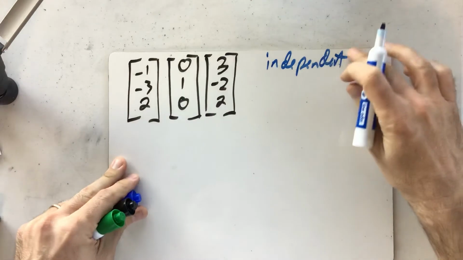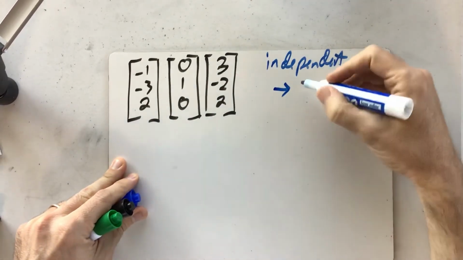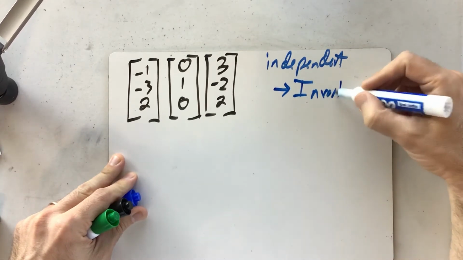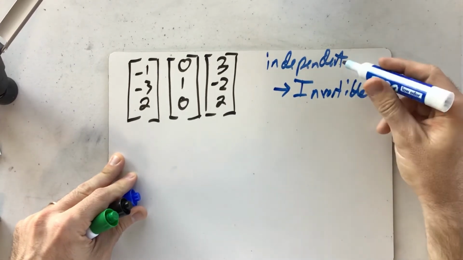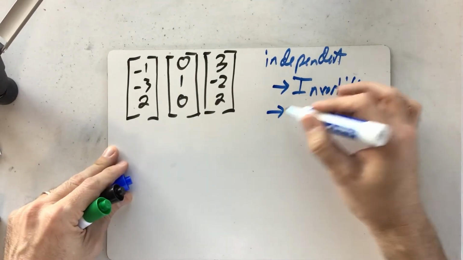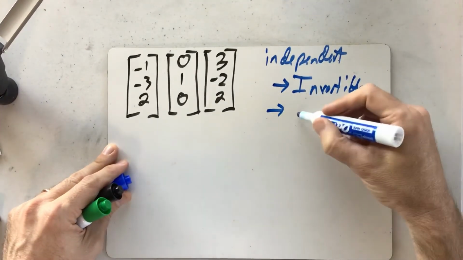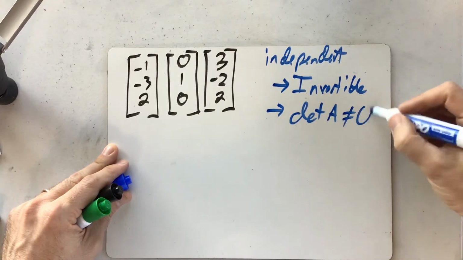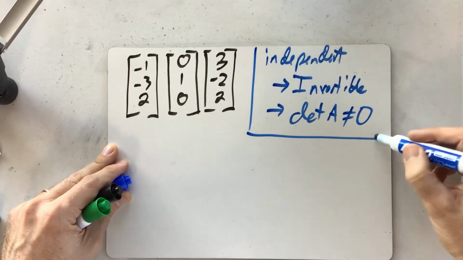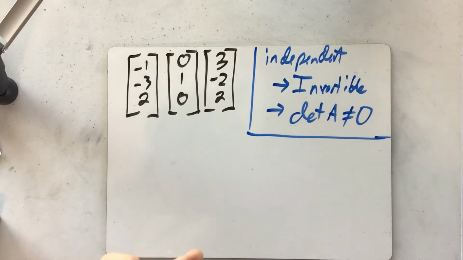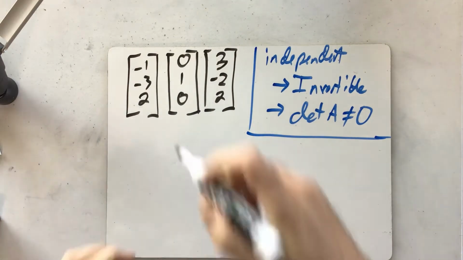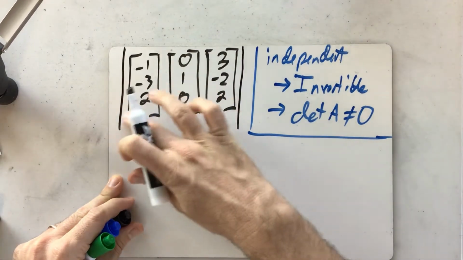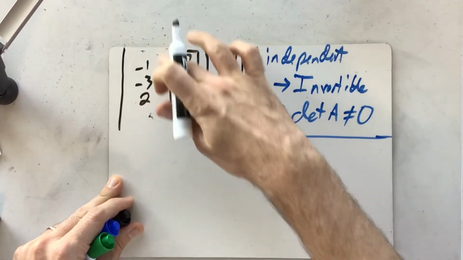Well, notice being independent is the same as having an inverse, so it's the same as being invertible, which is the same as reducing to that identity matrix [1, 0; 0, 1]. So it's the same as the determinant of that not equaling 0. So what I'm going to do is the exact same thing. I'm going to take these three vectors, put them into a matrix, and determine what the determinant of that is. So there we go. Let's just pull those off.